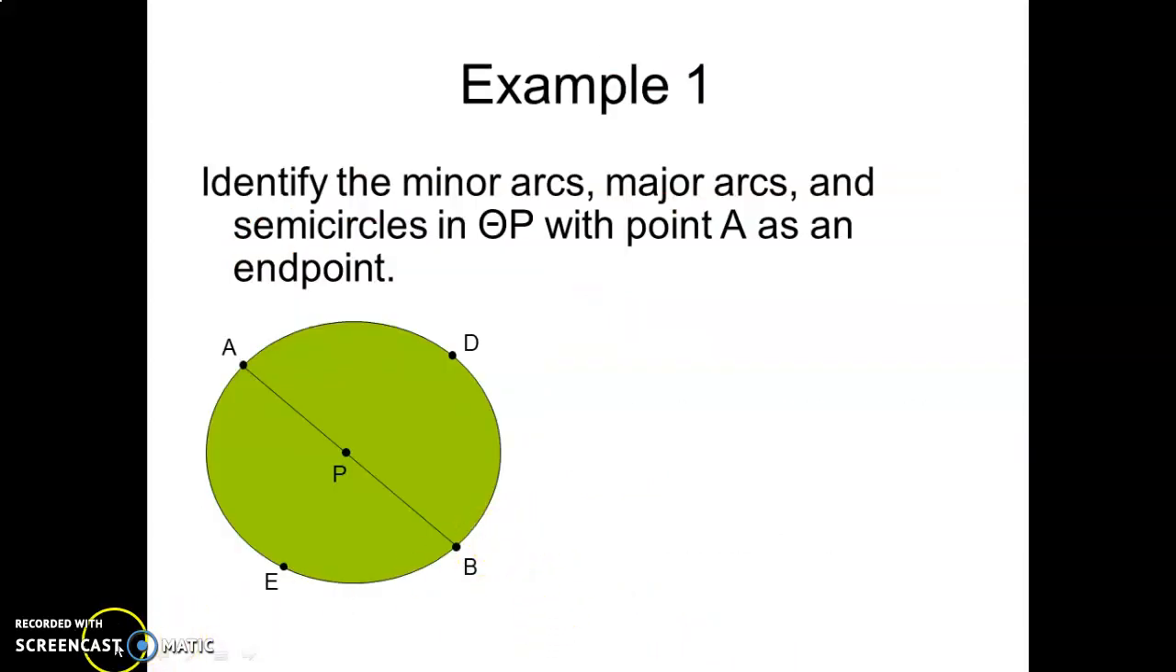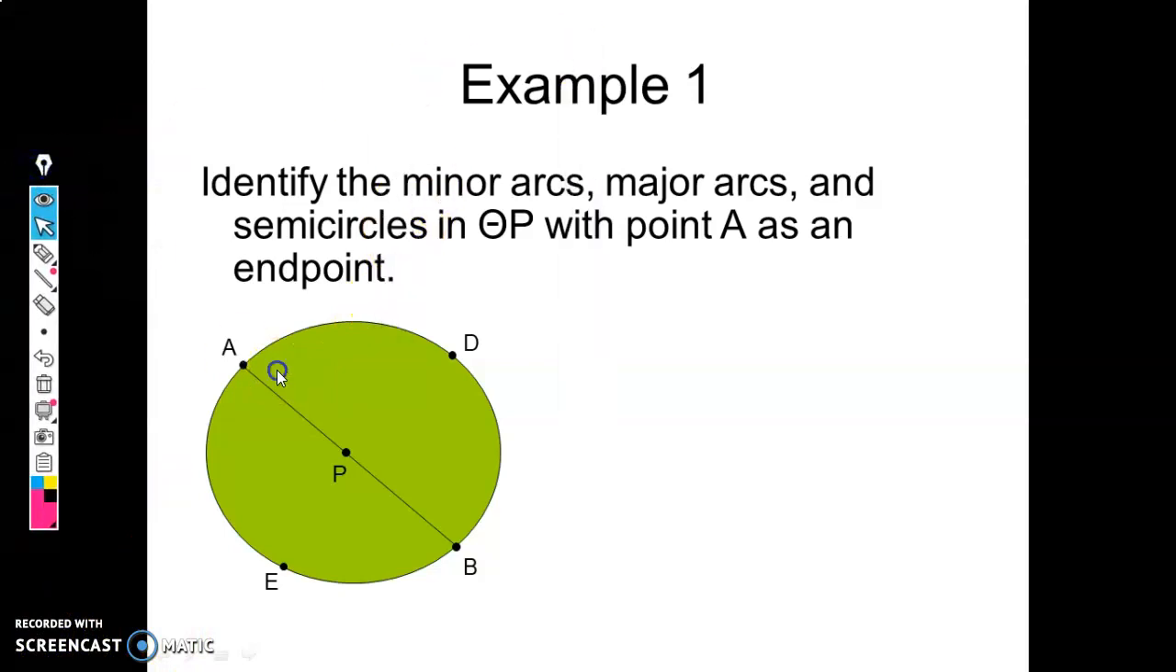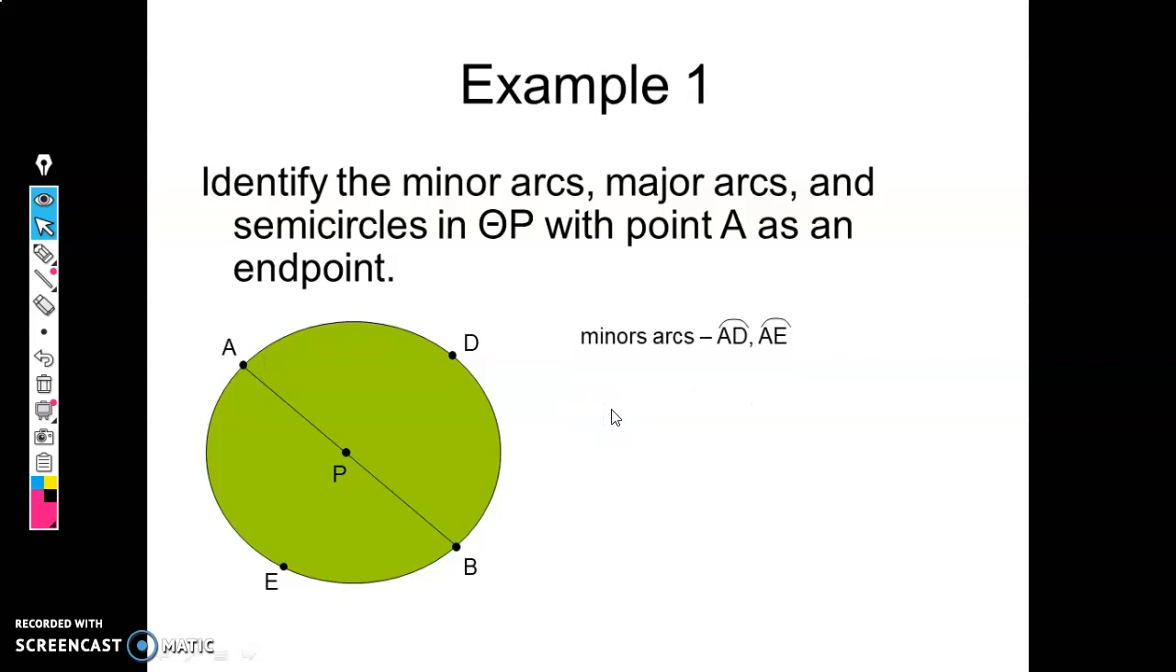Alright, in this example we're going to be working with identifying the arc. Alright, so let's see if we can do it here. Okay, the minor arcs. Minor arcs are AD and AE. Okay, and guess what? There are more minor arcs than that. You can say EB is a minor arc. Alright, DB is a minor arc.